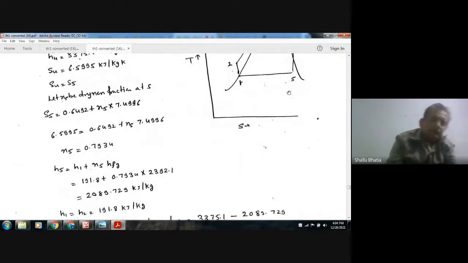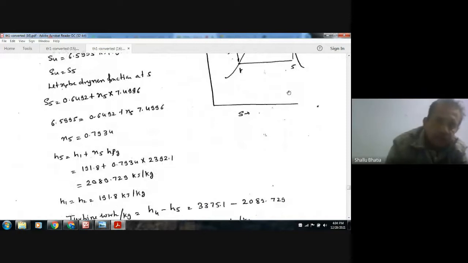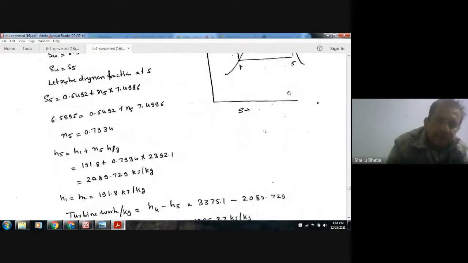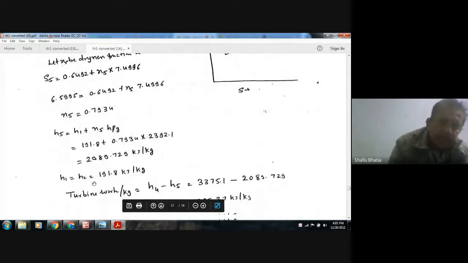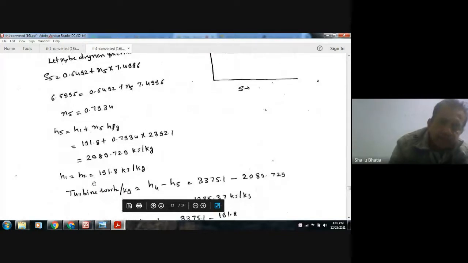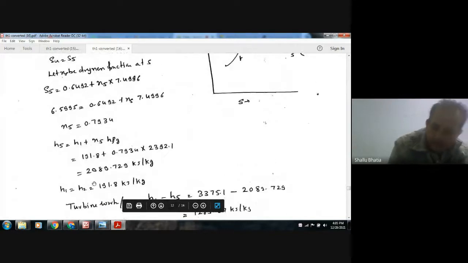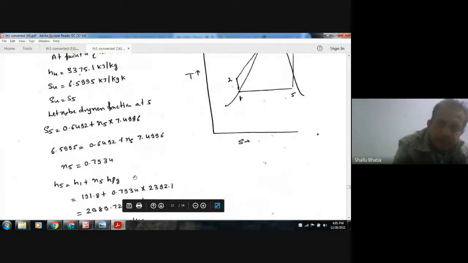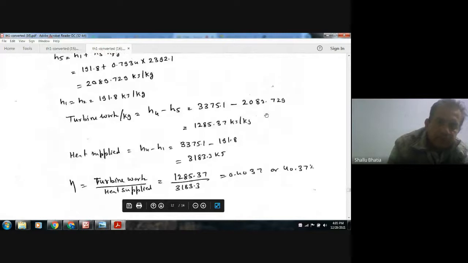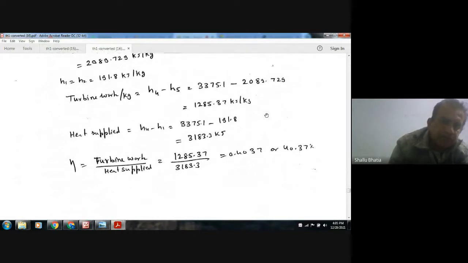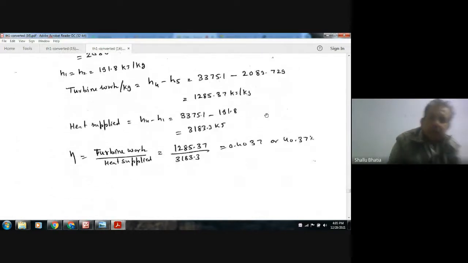Neglecting the pump work, H1 is equal to H2. So H1 is nothing but this 191.8. And turbine work is now H4 minus H5, and heat input is H4 minus H2. So efficiency will be turbine work divided by heat supplied.